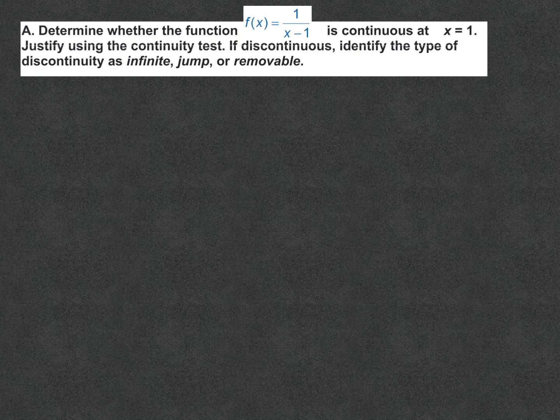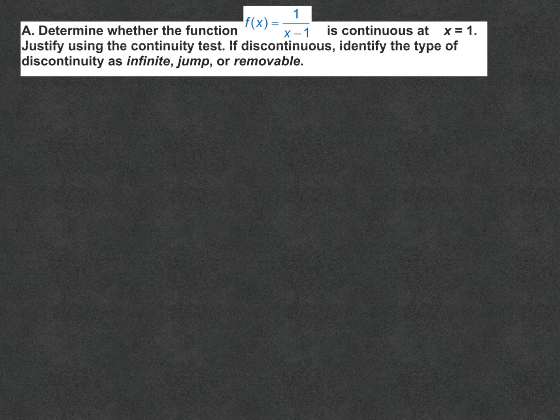Now, in this problem we're going to be determining whether the function f(x) = 1/(x - 1) is continuous at x = 1. So we need to see if it's continuous at that point. Then we need to look at the outputs surrounding the value to see if they are headed toward that point. And then we need to determine what type of discontinuity it is, if it's discontinuous, and prove how it is that type.